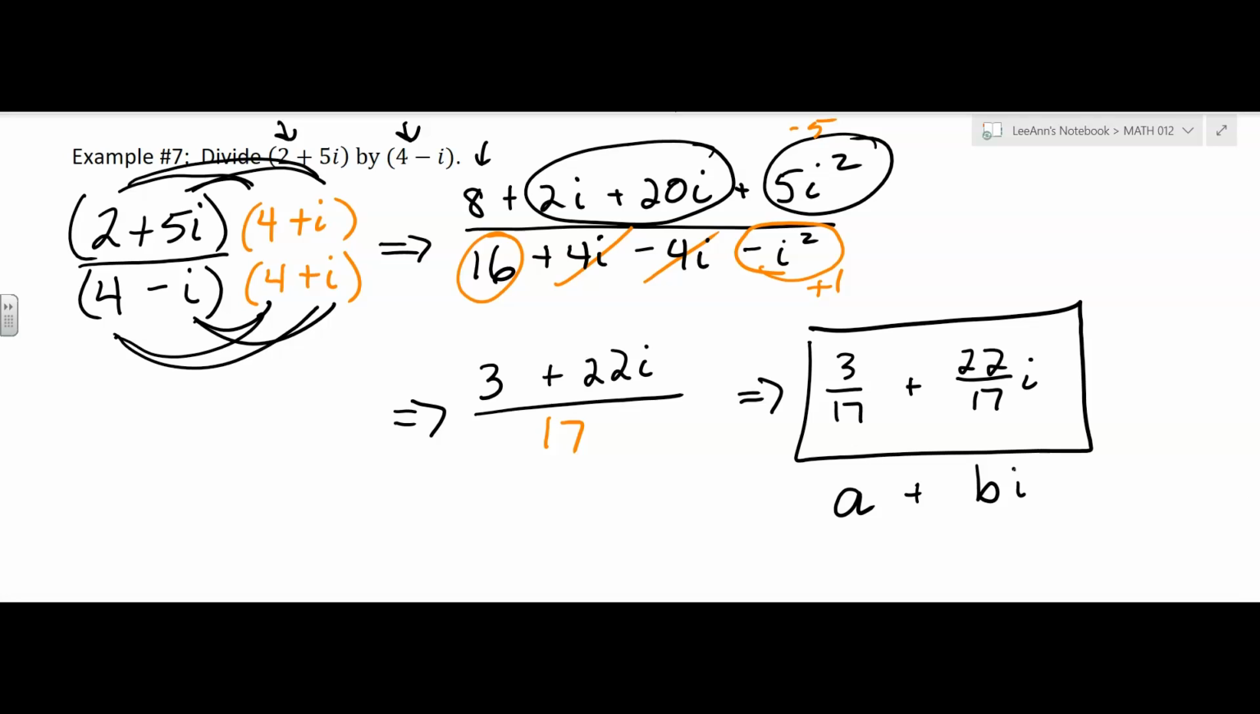Now, you might have another question. I try to think of what your questions might be. If that fraction reduces, you're supposed to reduce it. Same with this one. If it reduces, you should reduce it, okay? All right, so that's how we do division with complex numbers.